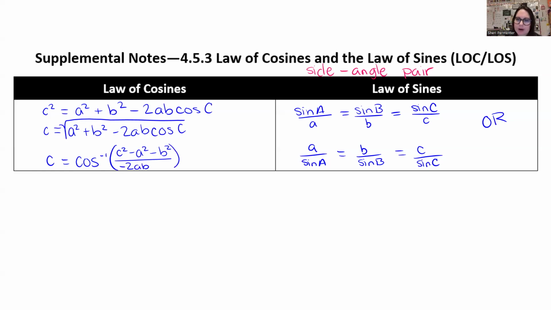I could help you out and rewrite the law of sines for solving for an angle. If you're solving for an angle, you would get something like A is equal to the inverse sine of A sine B over B, something like that. So you can solve for side lengths like this, or you can solve for angles like this.